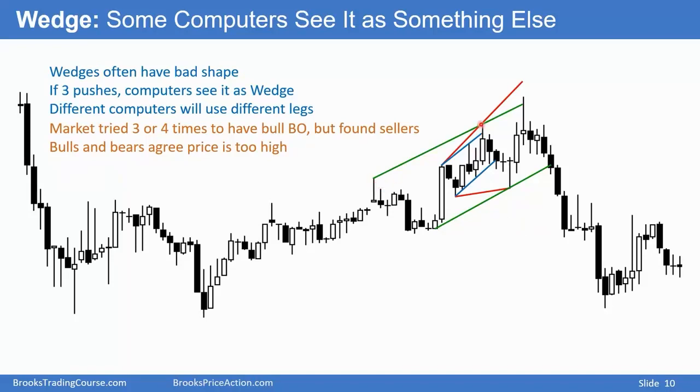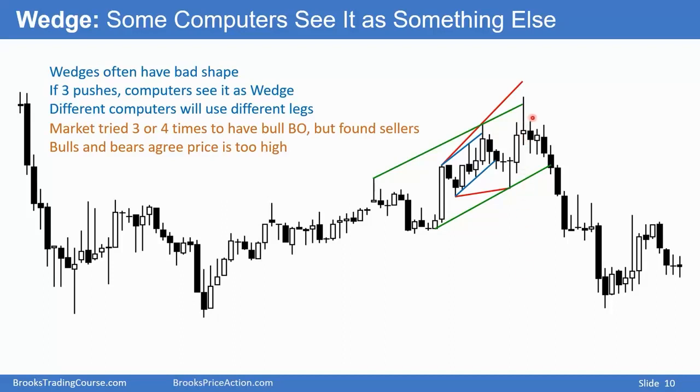The market tried 3 or 4 times to break to a new high, and it's failing. Instead of finding buyers eager to buy the bull breakout, it's finding sellers. Every time it goes above something, it's reversing. Above here, reversing. Above here, reversing. Above here, reversing. The bulls and bears are agreeing that the price is too high. It doesn't matter if you call it a wedge, an expanding triangle, or channel. The market continues to reverse after every attempt to break to the upside.